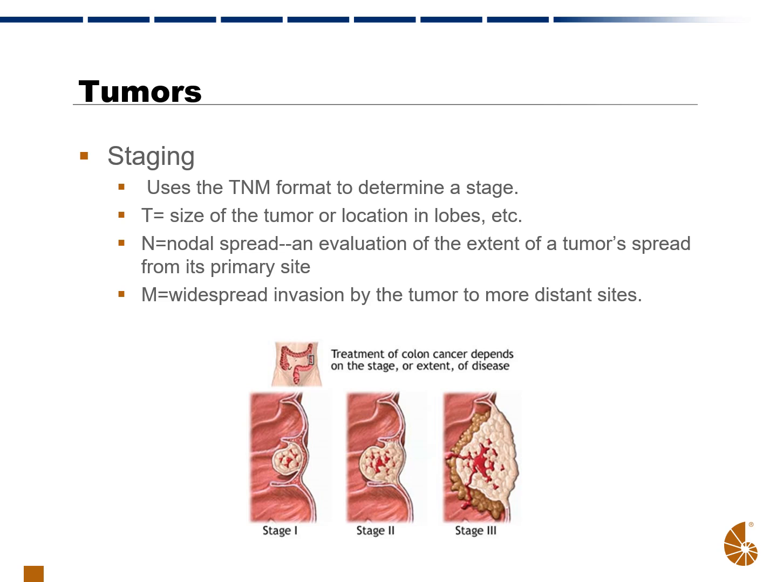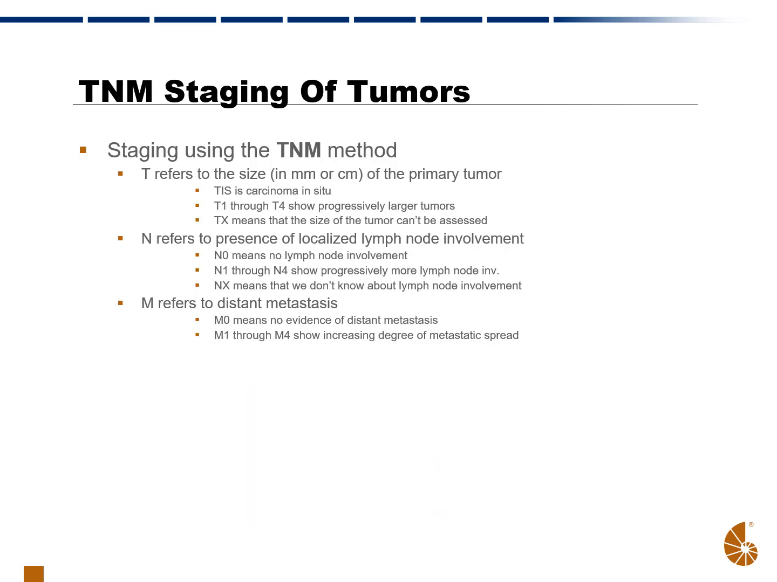And M is widespread metastatic invasion by the tumor to more distant sites. You can see here we often convert the TNM staging format into a stage that's numerically 1, 2, or 3. So you can see that stage 1 would be the more limited cancer, and stage 3 would be more extensive and more worrisome, and either a higher rating or declination of the case.